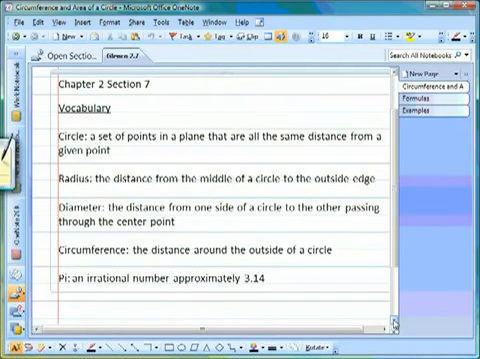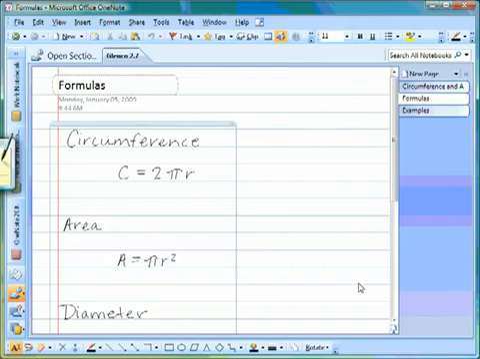Formulas that you need to be familiar with for the work that we're going to do today. First of all, you need to know circumference. Circumference equals 2 times pi times radius. Area is equal to pi times radius squared. And then the last two are kind of common sense little things.